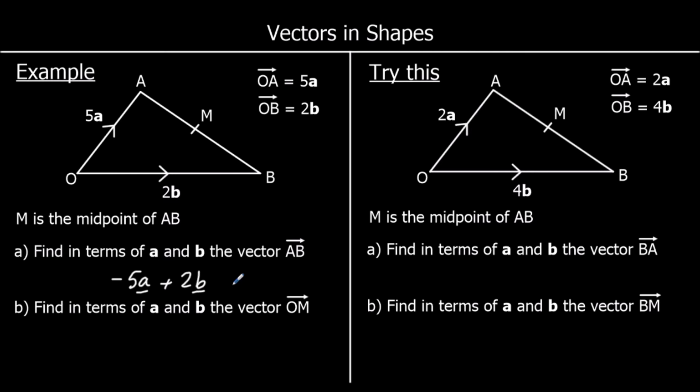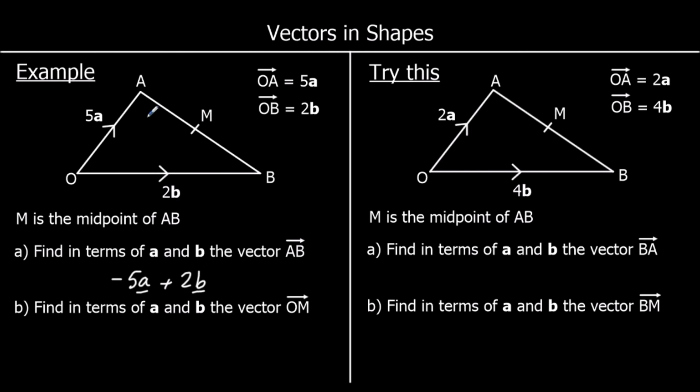Now we've got a midpoint here, so halfway between A and B is M. So if we know what A to B is, minus 5a plus 2b, to go from A to M, or M to B, that's half of this vector. So we're going to use that in a second. Find in terms of a and b the vector O to M. So we're going from O to M.